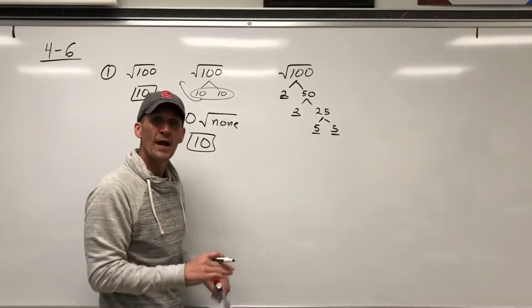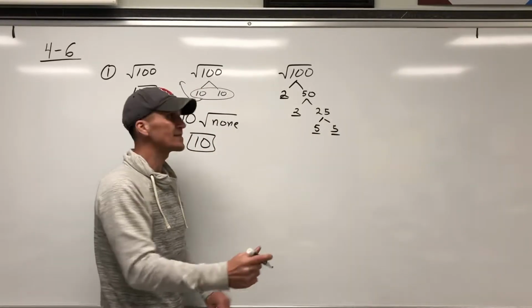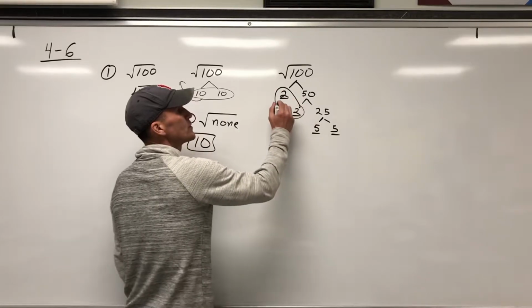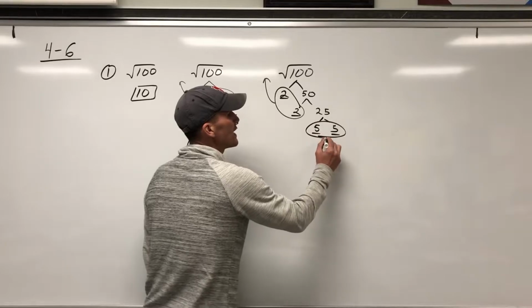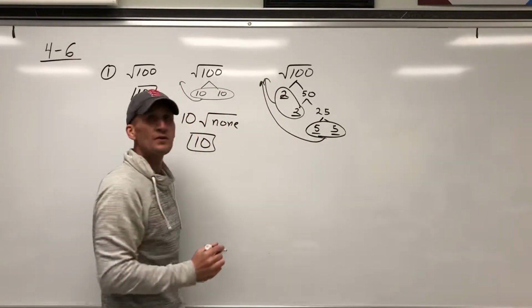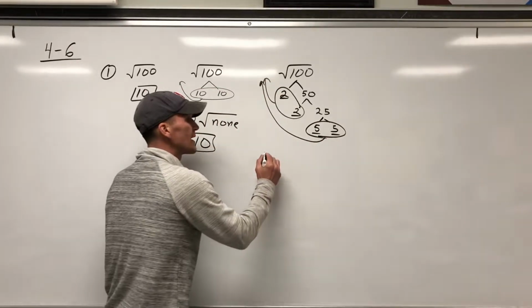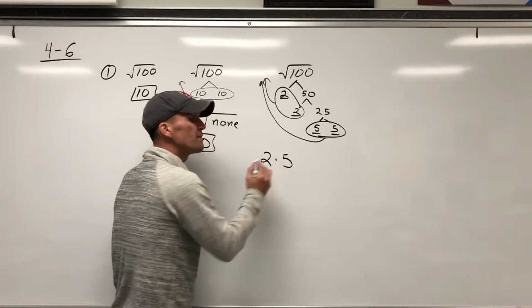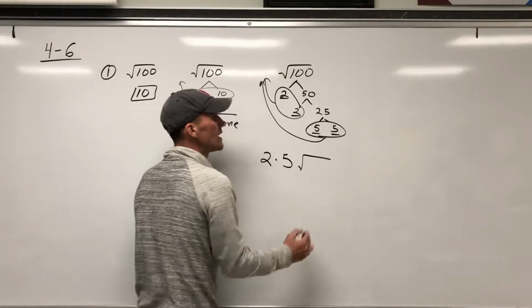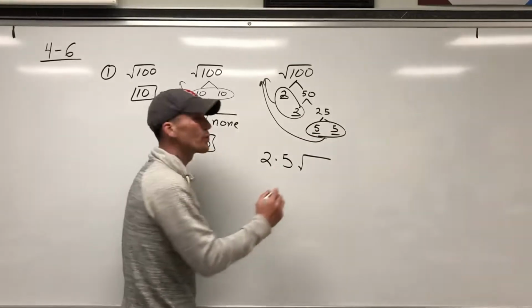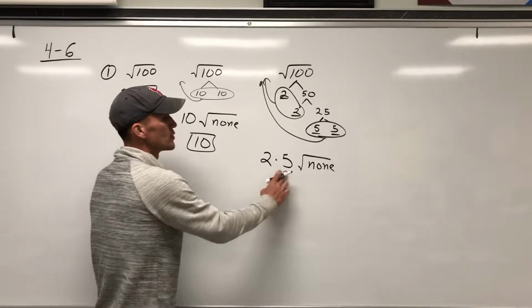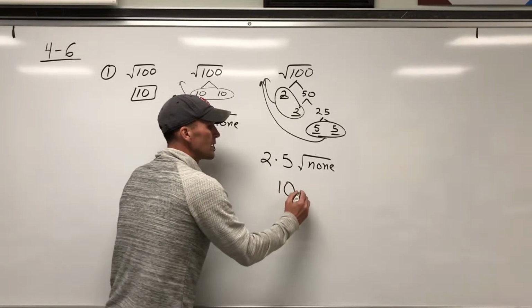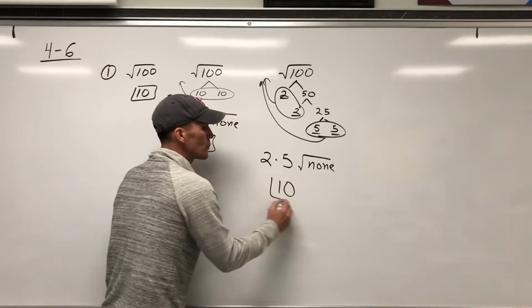If you have a pair of numbers, they come outside. So a pair of 2s comes outside as a single 2. A pair of 5s comes outside as a single 5. So now on the outside, I have a 2 times a 5, square root of, there were no prime numbers left underneath the square root. 2 times 5 is 10, and the square root of none, we don't put.